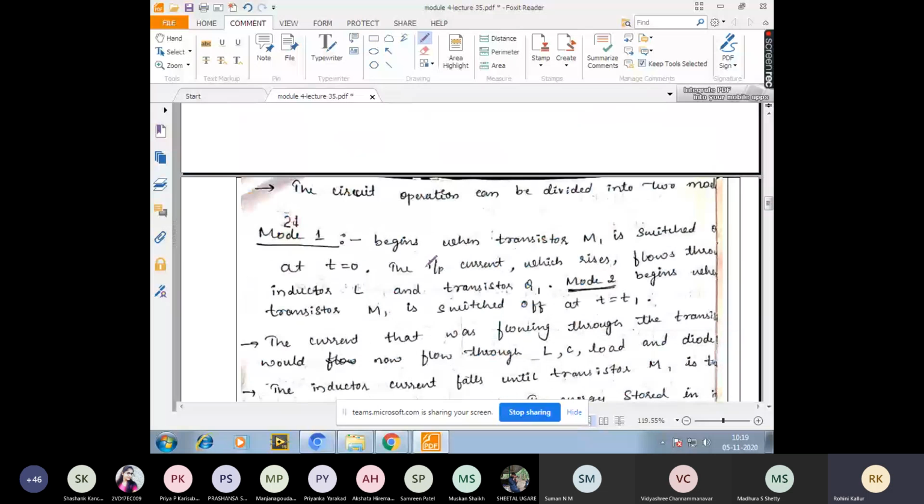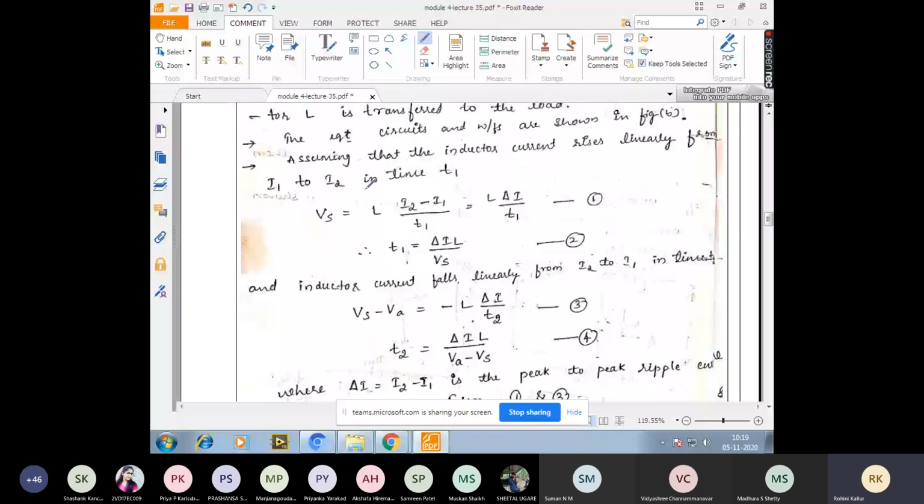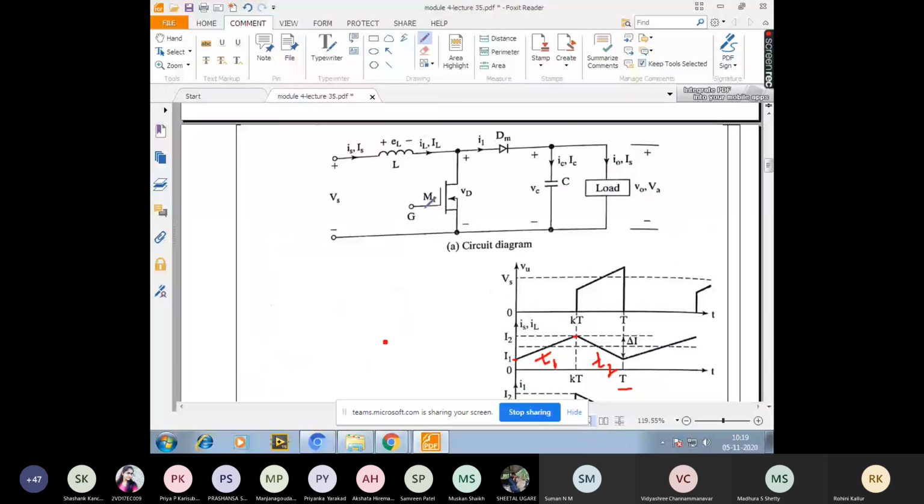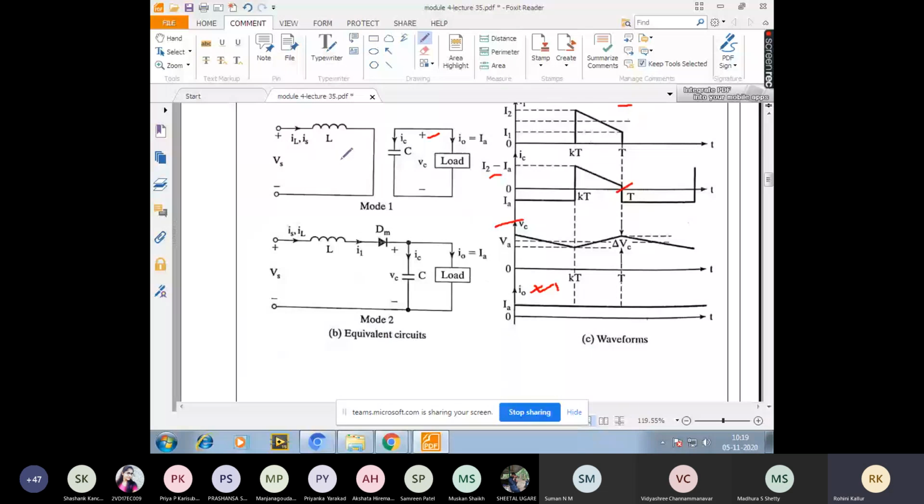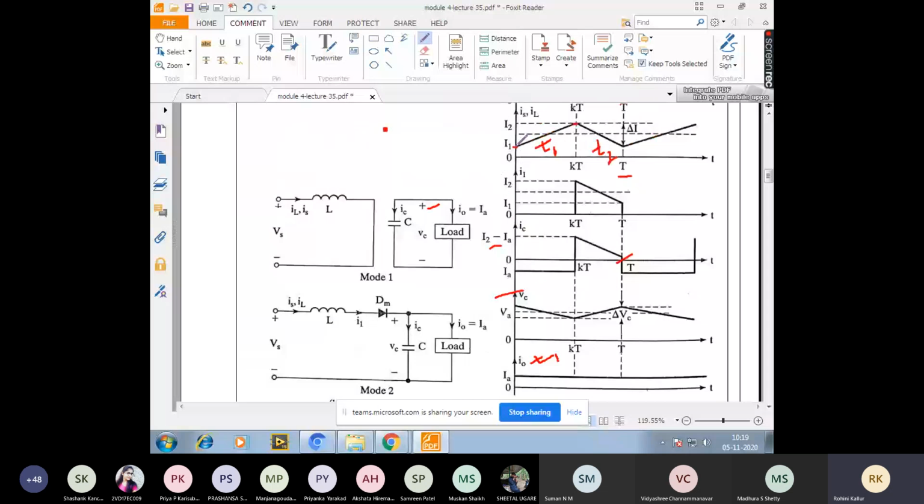So we assume that the inductor current is rising linearly from I1 to I2 during the time period T1. During time T1, what is there in the circuitry is the supply voltage Vs. Concentrate only on mode 1. So we have supply voltage Vs, then L into I2 minus I1, because the current is incrementing from I1 and reaching up to I2. This is the change in the current during mode T1.